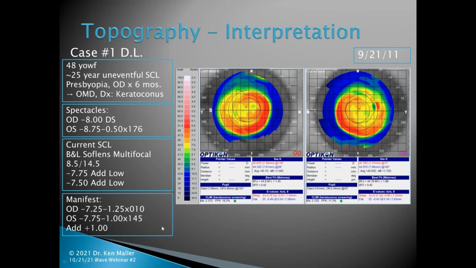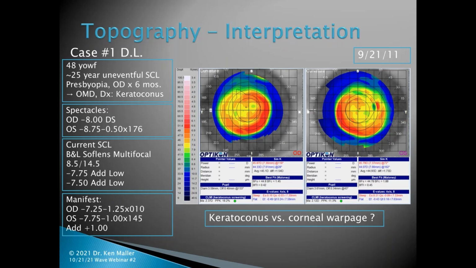I refracted her at -7.25 -1.25, and -7.75 -1.00 with a +1 add, which made reasonably good sense given her previous numbers. And I told her that this isn't keratoconus. I've seen enough keratoconus to know this is not keratoconus. This is corneal warpage. But I left the question mark there because she was a nervous wreck.